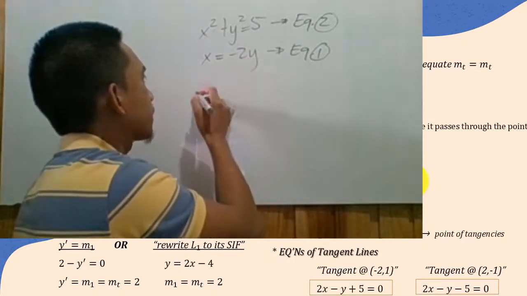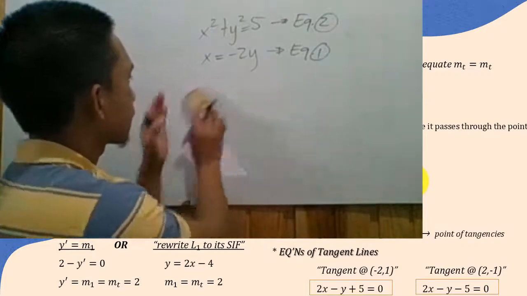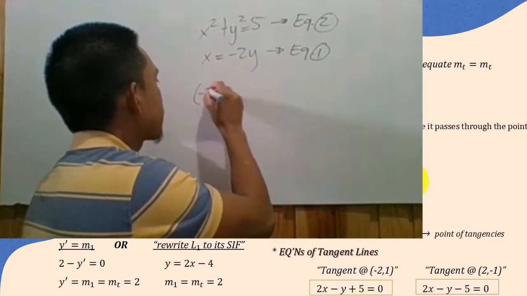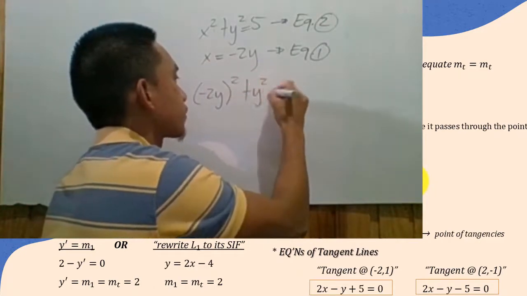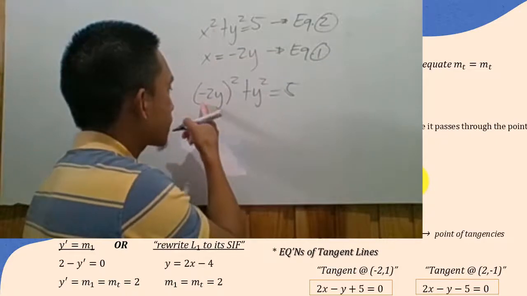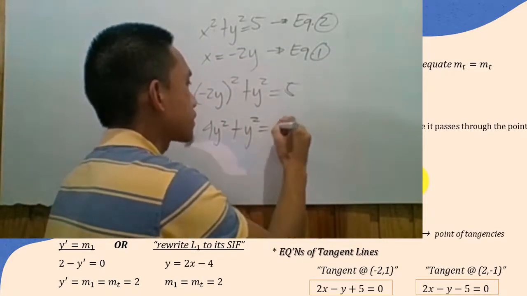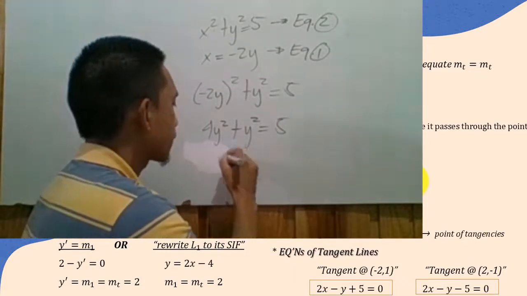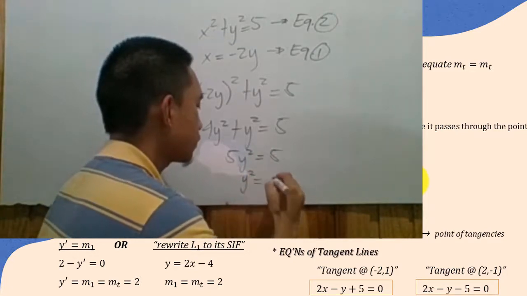So x will become, all of the x, if there are a lot of x there, just make it negative 2y. So x will be negative 2y. Do not forget that this is squared, plus y squared equals 5. That will be positive 4y squared plus y squared equals 5. And then of course play around with this. That will be 5y squared, so y squared is equal to 1.